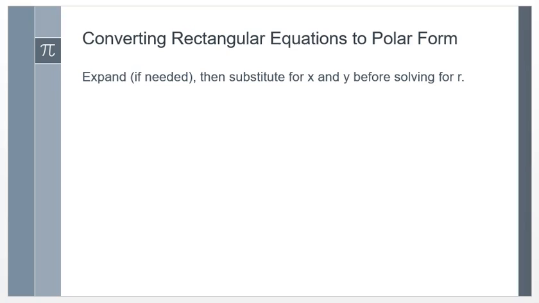So now we're going to look at converting equations the other way around. We're going to take equations that have x's and y's in them and change them to equations that only have r's and thetas. So the first thing you want to do is expand. If there's anything that you need to multiply out, like maybe there's some stuff inside of parentheses squared, go ahead and expand those things out. And then do your substitutions for x and y. And then your last step is just solving for r. So get r by itself on one side and move everything else to the opposite side.